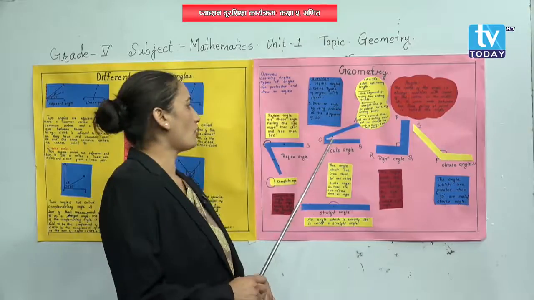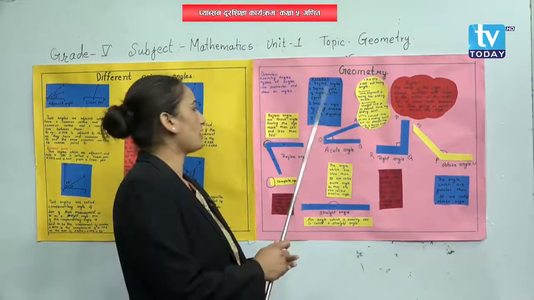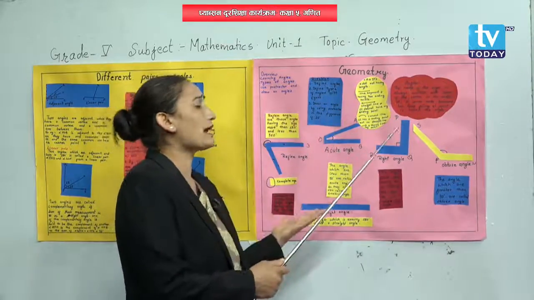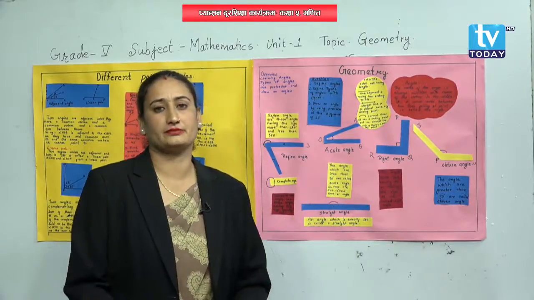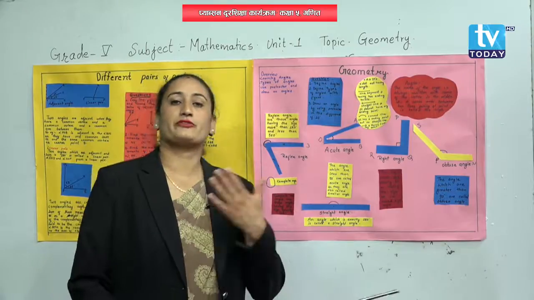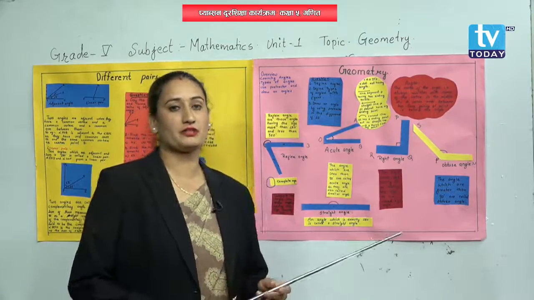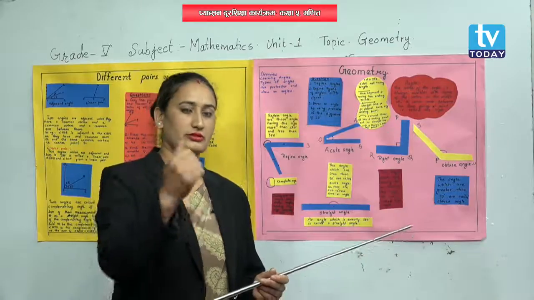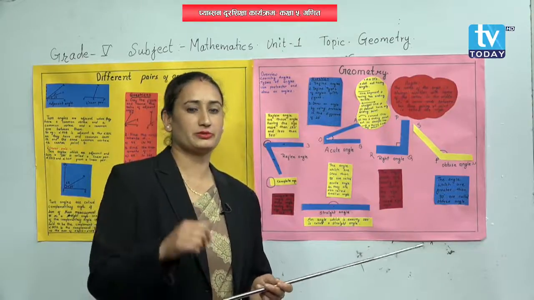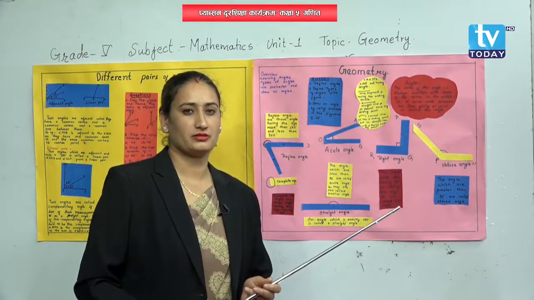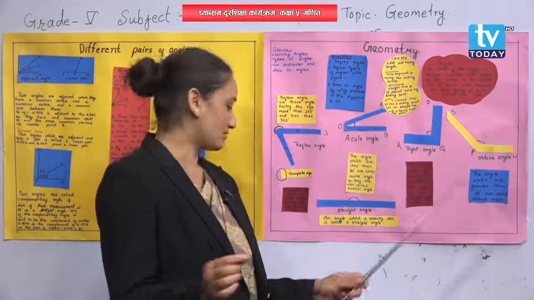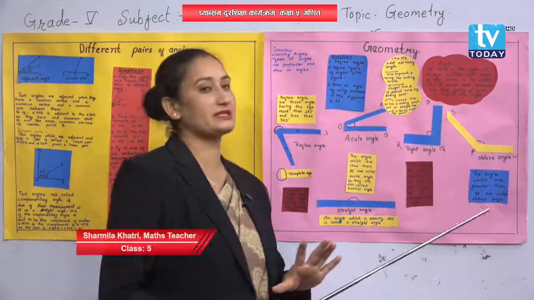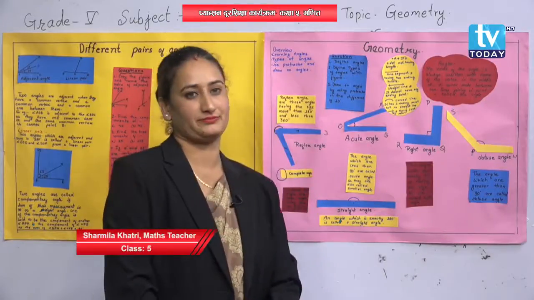So, what do you mean by angles? How many types of angles are there? Before starting the angles, I just want to make you clear about what you mean by a point. What do you mean by a dot? See here. Dot. It's simply represented by a single point.